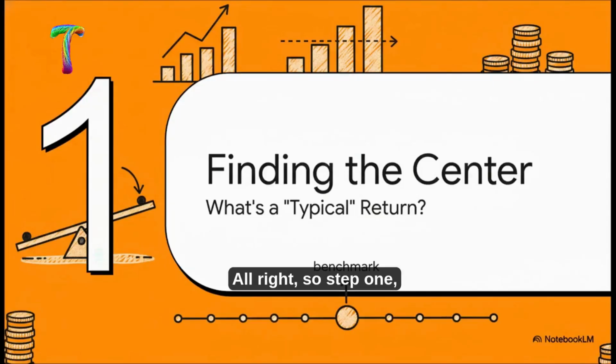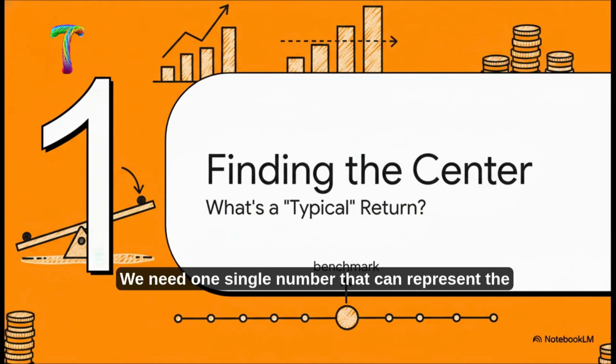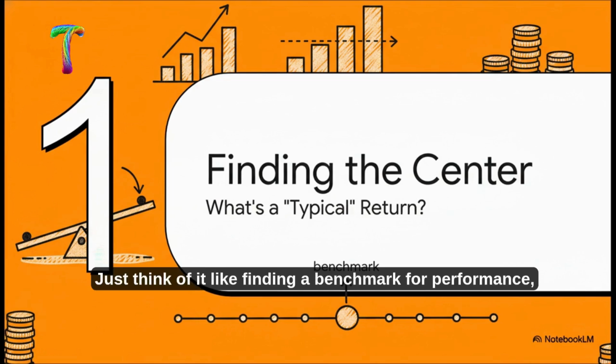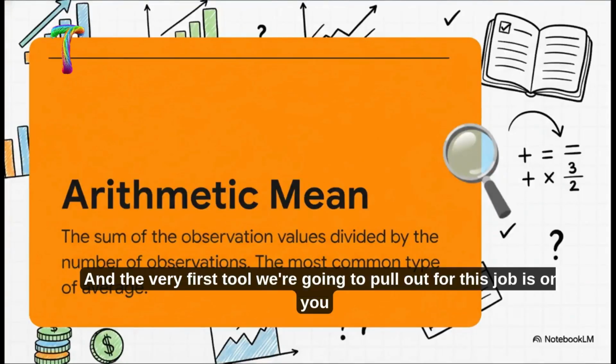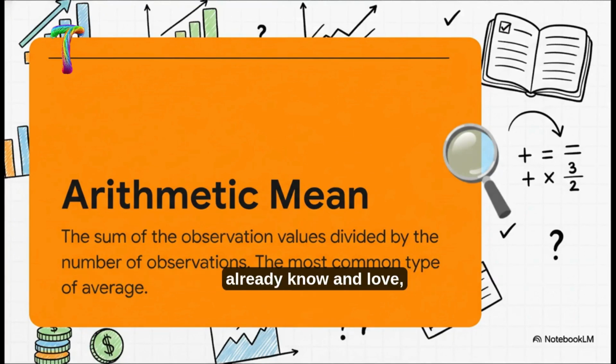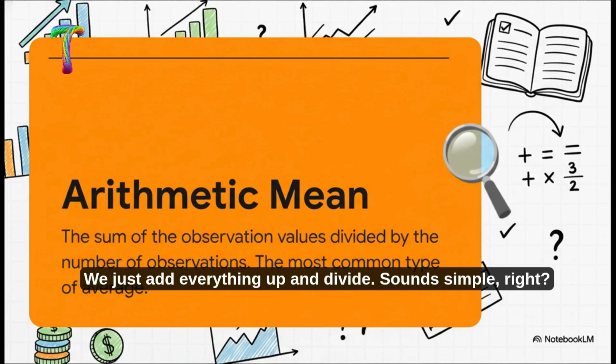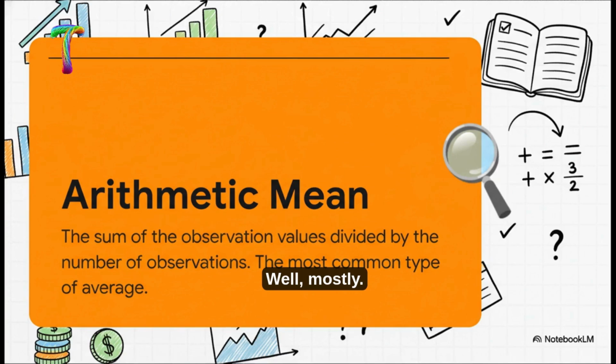All right, so step one, we've got to find, let's call it, the center of gravity for all our data. We need one single number that can represent the typical or expected outcome. Just think of it like finding a benchmark for performance, right? And the very first tool we're going to pull out for this job is one you already know and love, the good old arithmetic mean. The average. We just add everything up and divide. Sounds simple, right? Well, mostly.